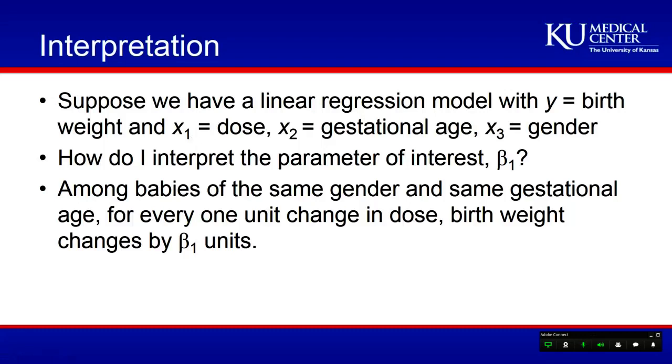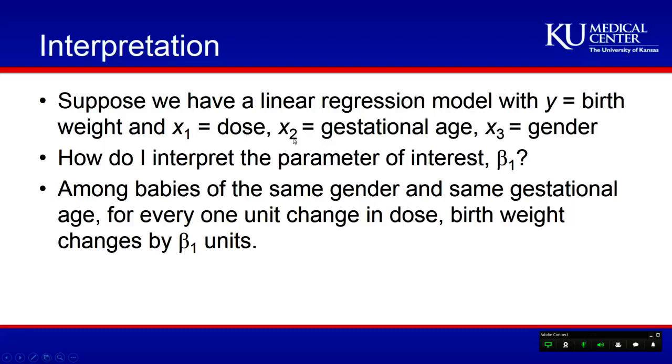I can no longer just say birth weight changes by this much for every 1 unit change in dose. I have to be careful to frame it in terms of the other nuisance variables, because this only applies among babies who have similar gestational age and are of the same sex. So whenever I talk about the slope for the treatment factor here, I have to frame it in terms of among babies of the same sex, among babies of the same gestational age. This is how birth weight is expected to change as dose changes.